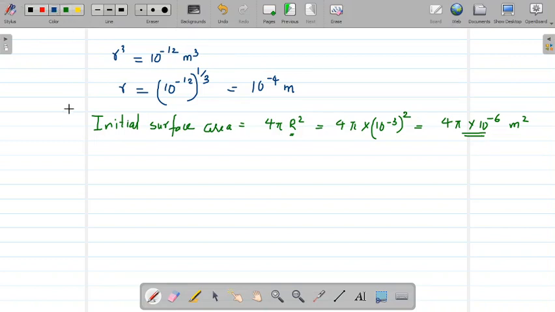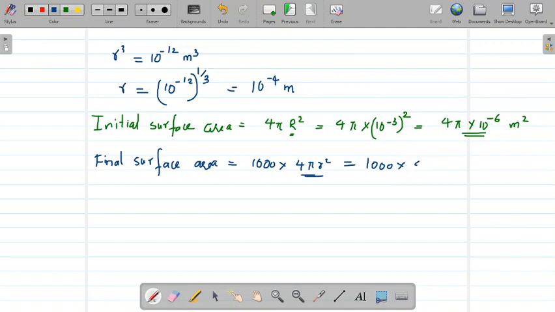What is the final surface area? Final surface area is the total surface area of 1000 small drops. So we should multiply 1000 with 4 pi small r square. 4 pi r square is the surface area of each small drop. 1000 such small drops are there. So we should multiply by 1000. And this is equal to 1000 into 4 pi into 10 raised to minus 4 whole square, which is equal to 4 pi into 10 raised to minus 5 meter square.